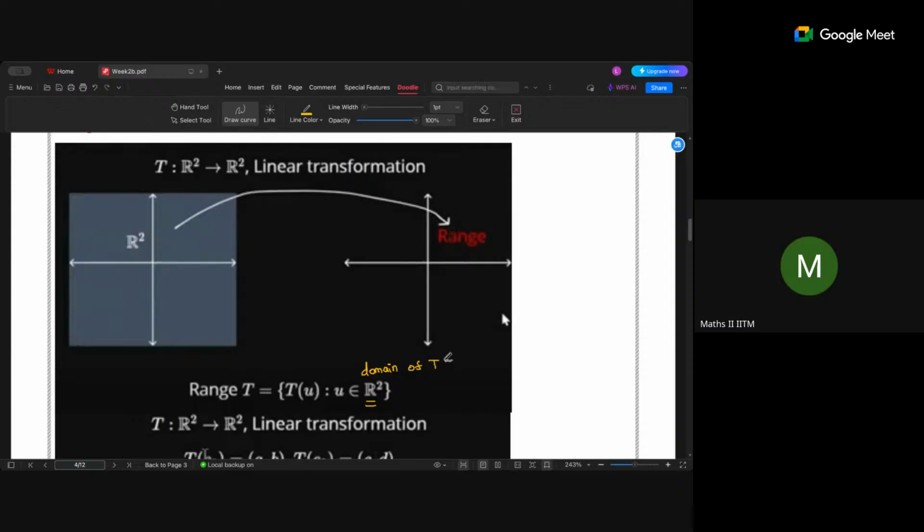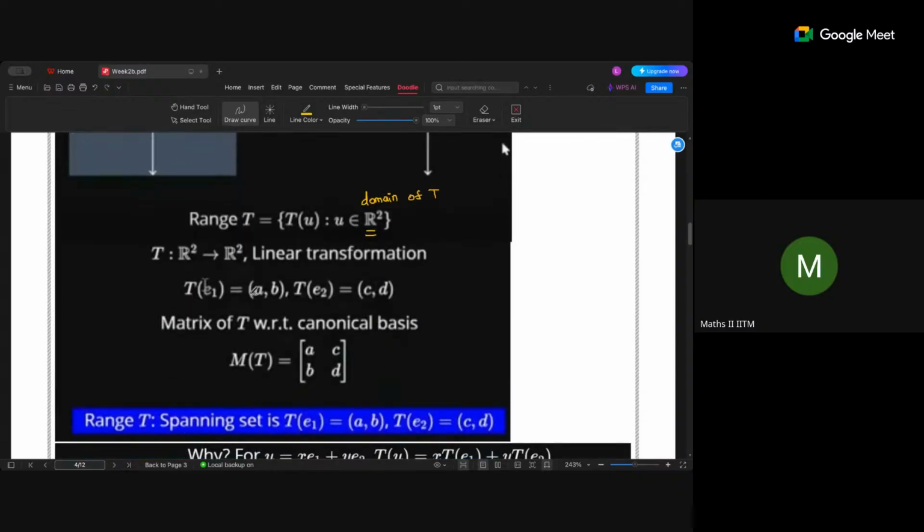Okay, fine. So the range of T is the set of all Tu such that u is in R2. If you have a linear transformation where Te1 is (a, b) and Te2 is (c, d), and you have this matrix representation, then what is the range of T in terms of these vectors? It is nothing but the span of the set Te1, Te2.